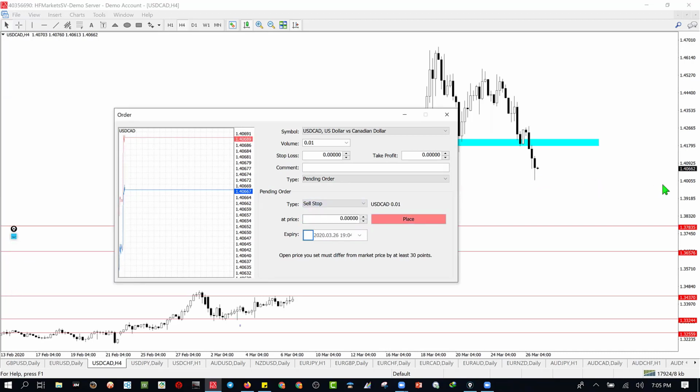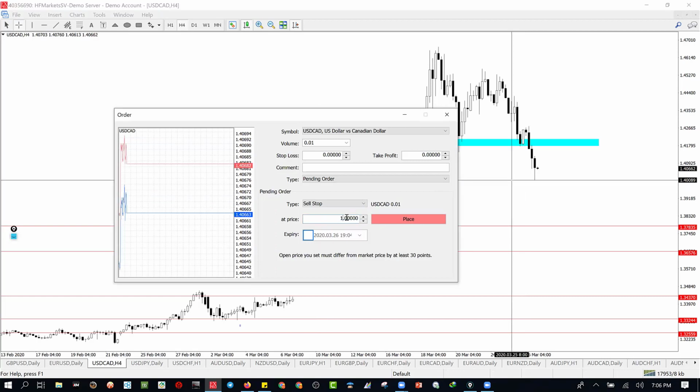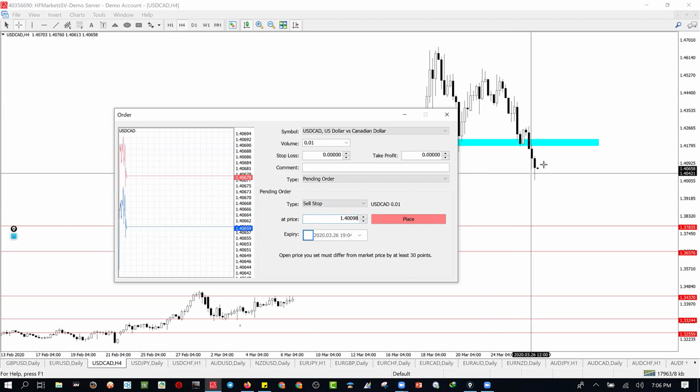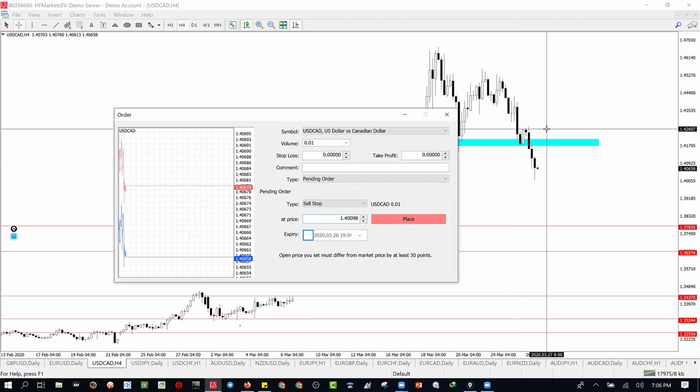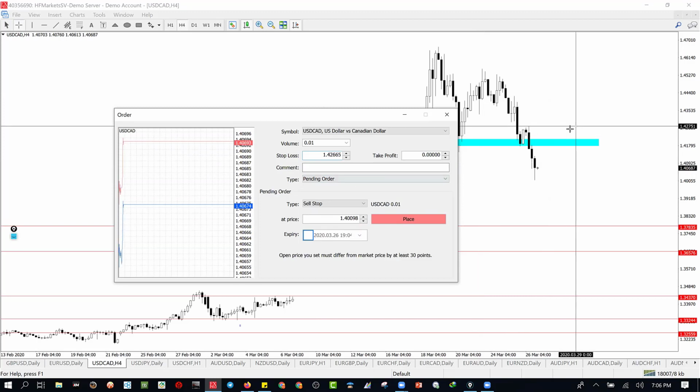Then you input this price level right here. You can use your crosshair to find out the level right here. That is 1.40098. And then maybe your stop loss should be around this zone. That will be 1.42607. That is your stop loss box right here. Remember, this is your stop loss. That will be 1.4665. That is your stop loss right at this level right here.